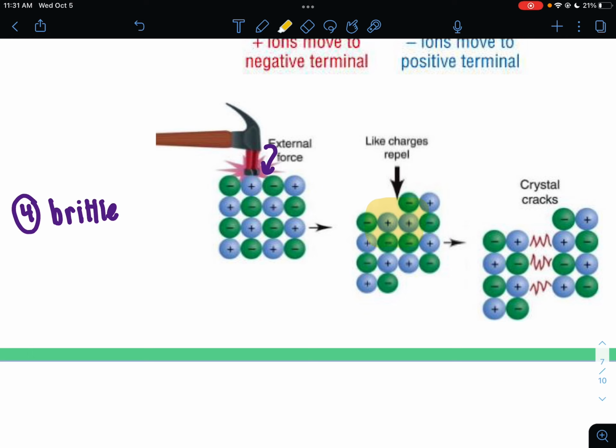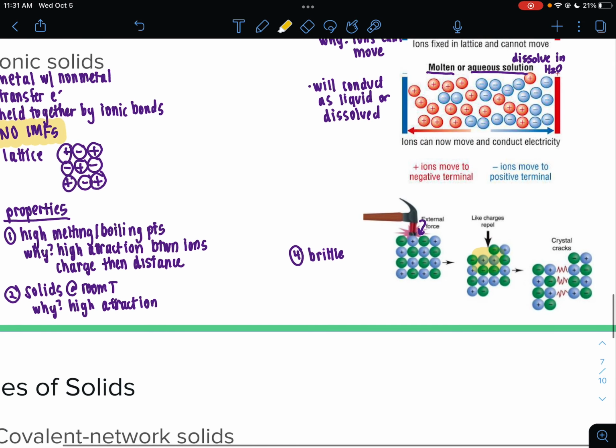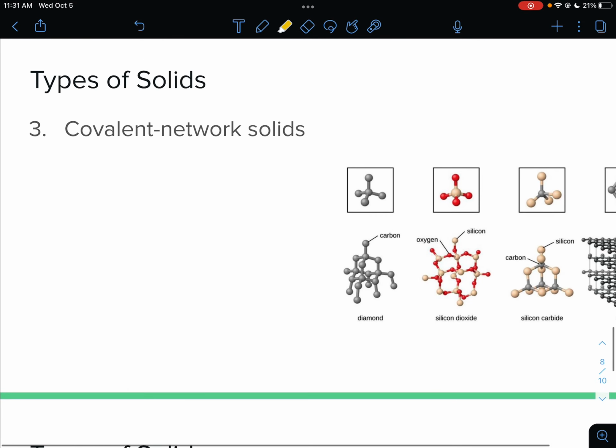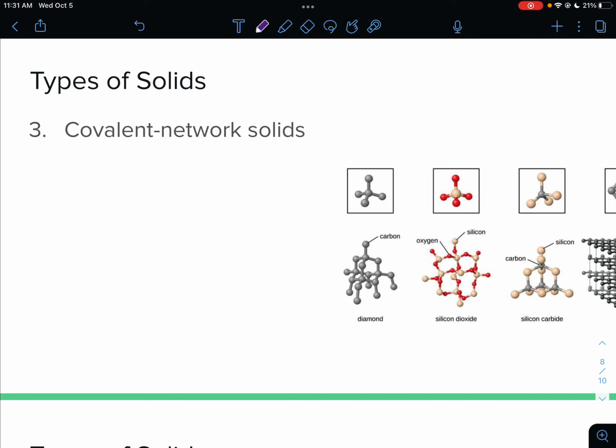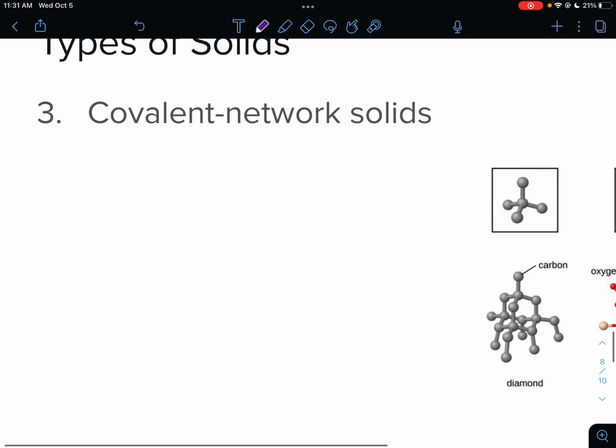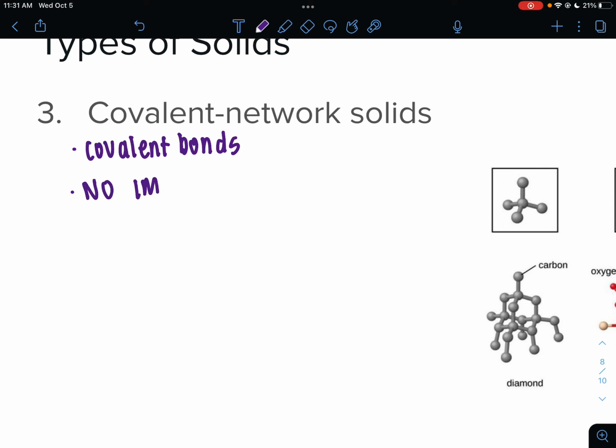Okay. Your last two types of solids are both covalent bonds, but they're a little bit different. All right, so this third one is kind of a special group of covalent network solids. They're called covalent network solids. They are held together by covalent bonds. And essentially, we say no IMFs for them either. It is all bonds, so all lines between the atoms.